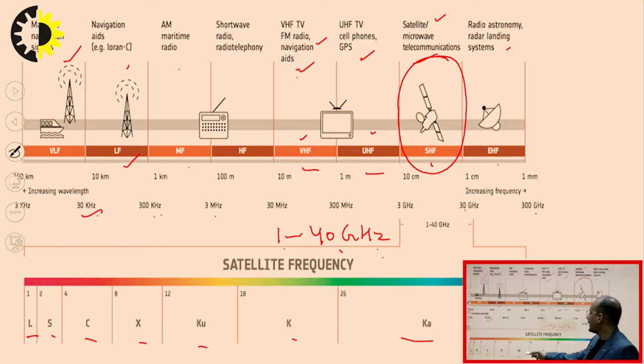Basically, Ku and Ka stand for K under, K band, and K above.